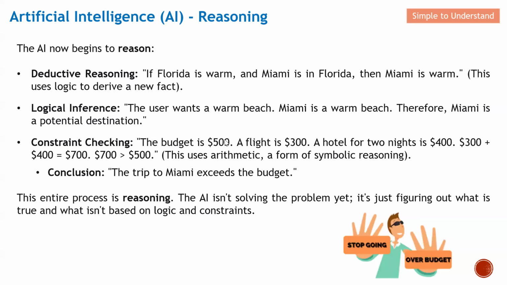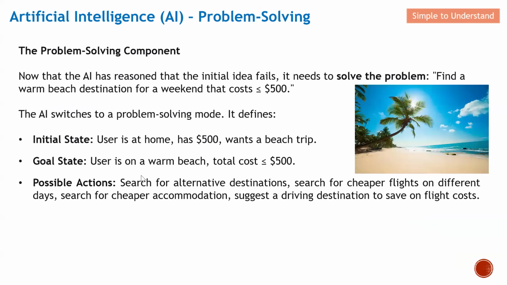If you draw a conclusion, for example, I want to go to Miami as a warm beach, but unfortunately I bust the budget. So therefore, I will not be able to make the trip. But this all stops under the reasoning. Okay, so now let's take a look.